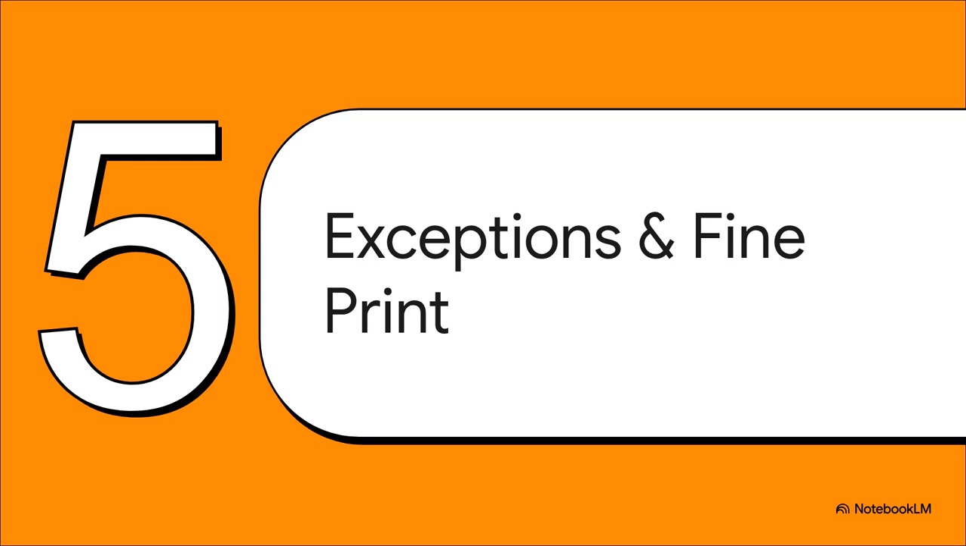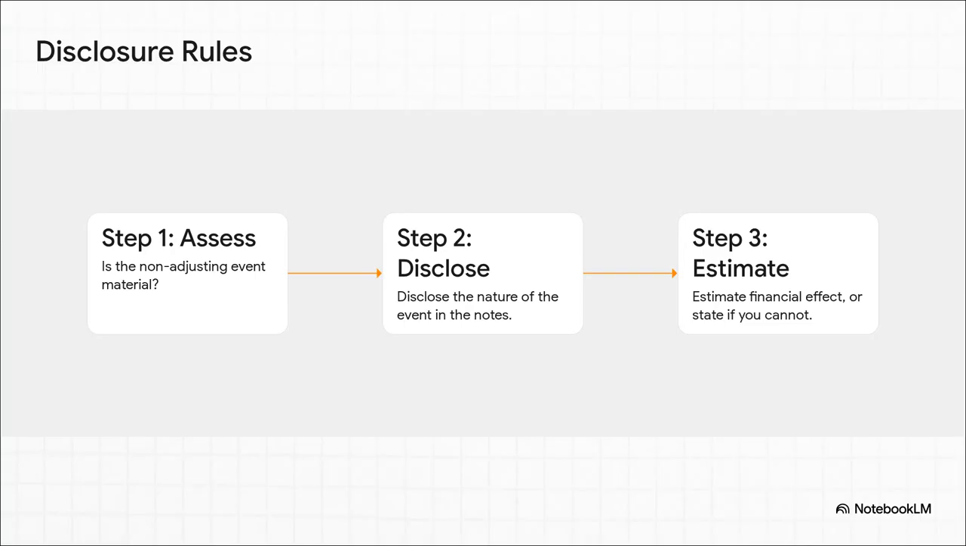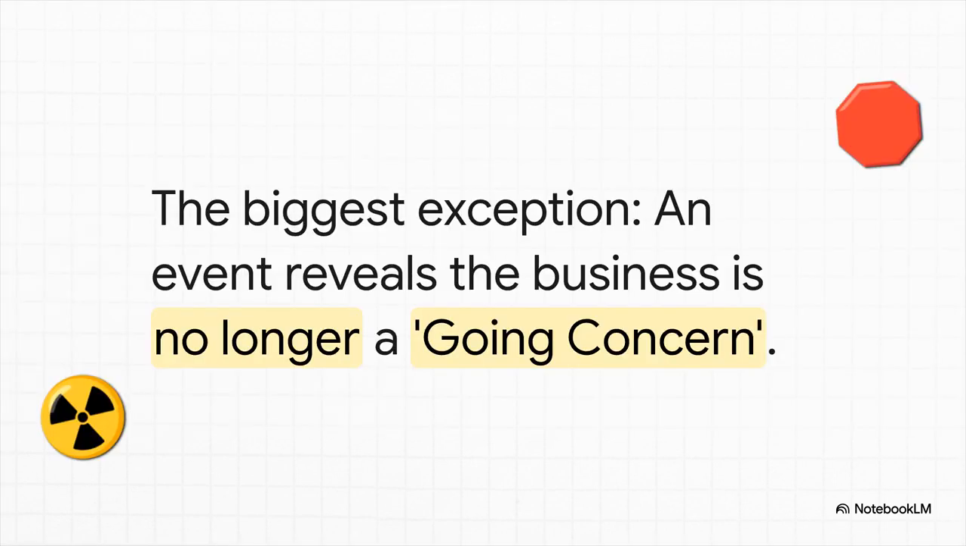Not so fast. Because even when you don't change the numbers, you're not off the hook. There's some really important fine print we need to talk about. It's all about being transparent and knowing when a problem is so big it breaks all the normal rules. So, for any of these non-adjusting events, you have to ask, is it material? Which is just a fancy way of saying, is this a big enough deal that an investor would want to know about it? If the answer is yes, you can't just ignore it. You have to explain what happened in the notes to the financial statements, and if you can, you've got to give an estimate of the financial damage.